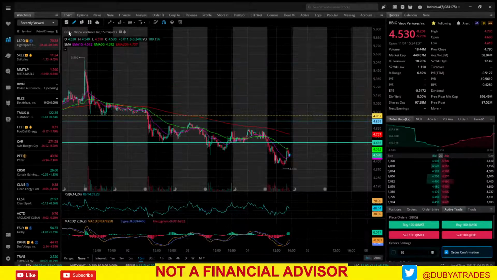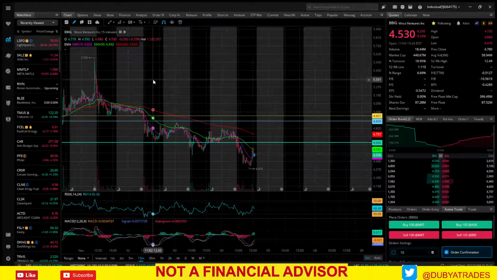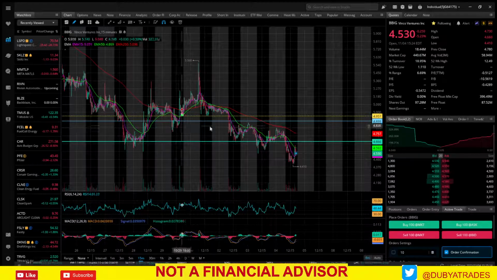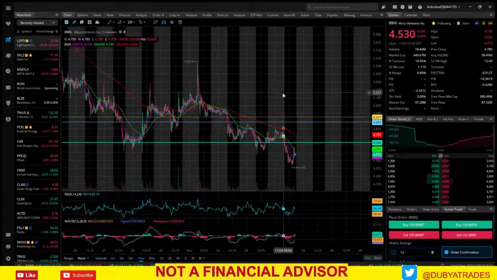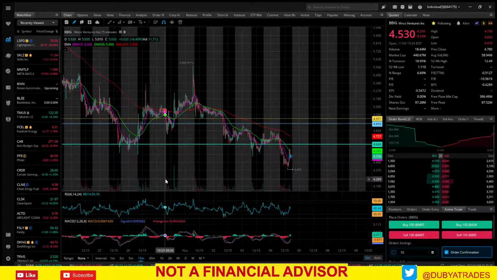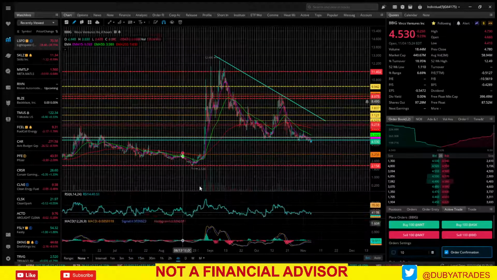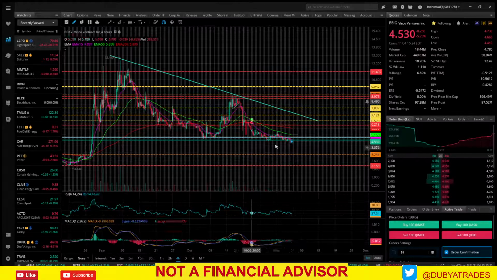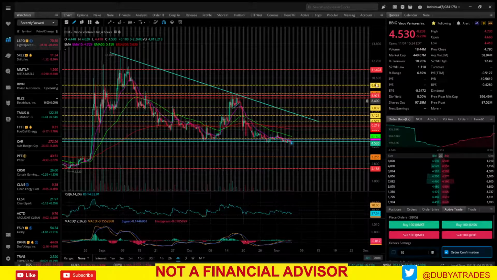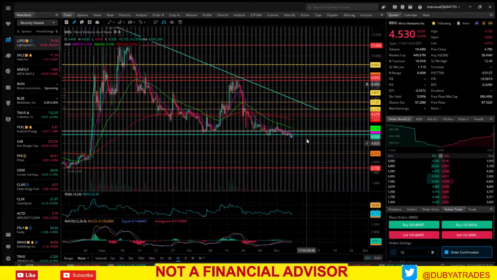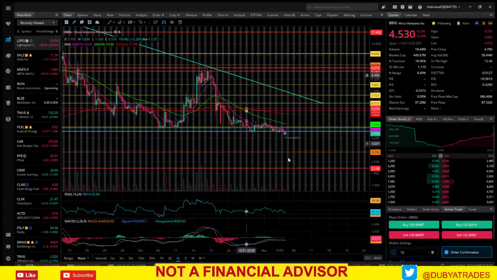BBIG. Yeah, it's fell under this 200 here. Man, it just keeps getting knocked down, don't it? And it's testing its support again, so we'll see if it holds its support. I know it's dropped under just a little bit. We'll have to wait and see if it confirms underneath or not. But right now it seems to be holding okay.